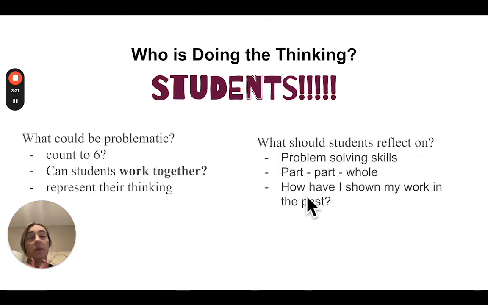Then you're thinking, what could be problematic about this task? A couple that I thought of is I have students that can't count to 6. Not a lot, but some just can't yet. And that could be problematic. You would have to solve that by maybe pairing them up with a higher level student. A big one in my classroom is they're struggling working together, so they would have to be able to work together to come to a conclusion. And also representing their thinking could be problematic. In kindergarten, we don't do a lot of that every day habitually, but with practice, that will come.